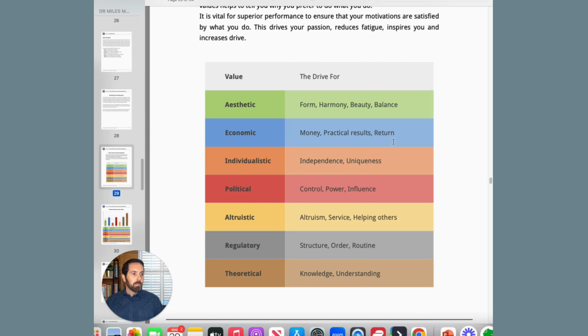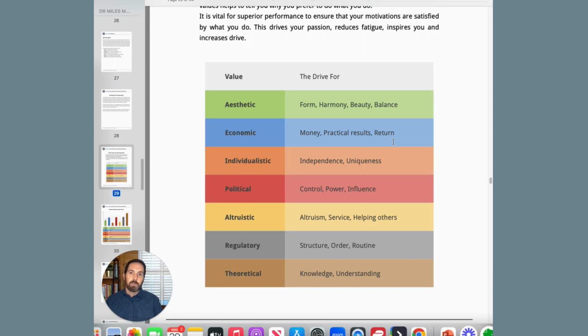Economic, this is more about money, practical results, getting a return. So people that are very heavy on ROI, yes, it certainly does mean you may value making a lot of money. But it's also more those practical results. I feel like it can almost mean time. Like you may look at unit of time as an area that's important to you. Hey, we spent an hour on this, we should be here type thing.